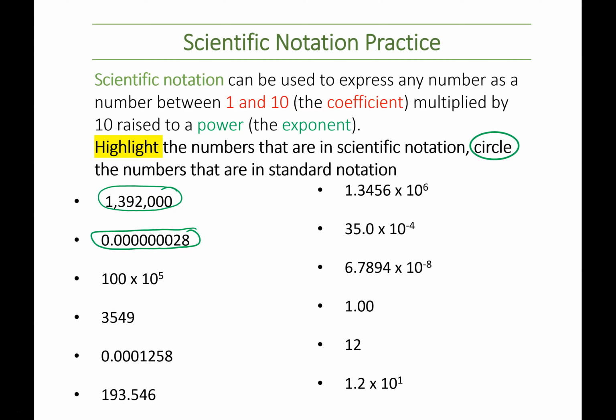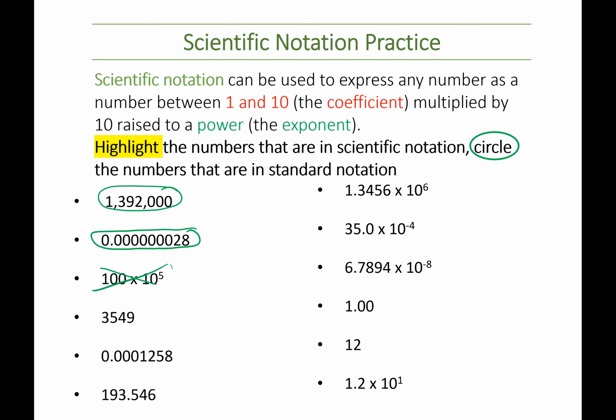Next, we have 100 times 10 to the 5th. This one does have a multiplied by 10 and it is raised to a power, but because 100 is not a number between 1 and 10, this is not scientific notation. This is actually an example of neither scientific nor standard notation. So you wouldn't actually write a number in this manner.